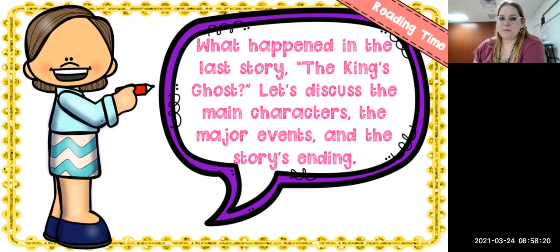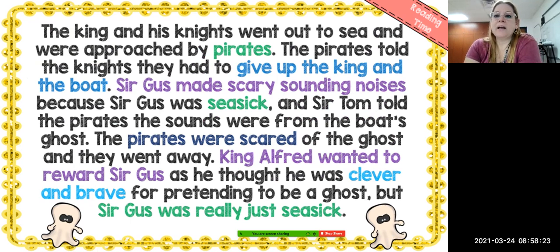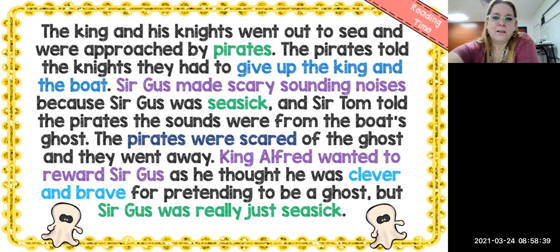All right, let's see. So the king and his knights went out to sea and were approached by pirates. The pirates told the knights they had to give up the king and the boat. Sir Gus made scary sounding noises because Sir Gus was seasick. And Sir Tom told the pirates the sounds were from the boat's ghost. Pirates were scared of the ghost and they went away. And King Alfred wanted to reward Sir Gus, as he thought he was clever and brave for pretending to be a ghost, but Sir Gus was really just seasick.